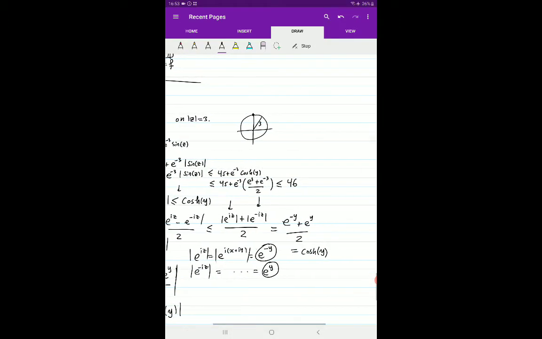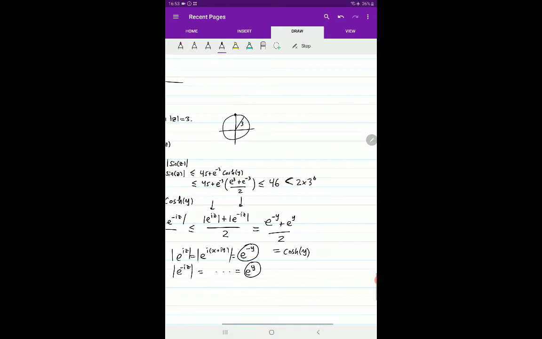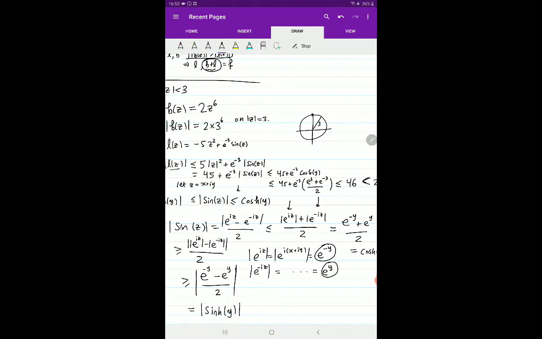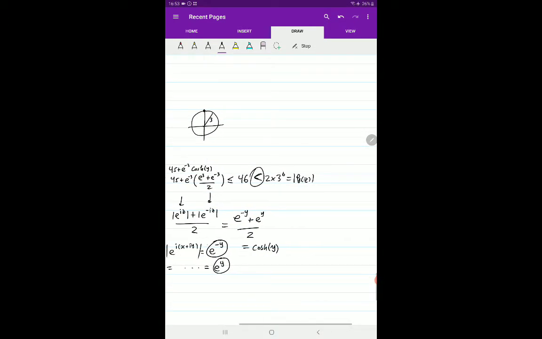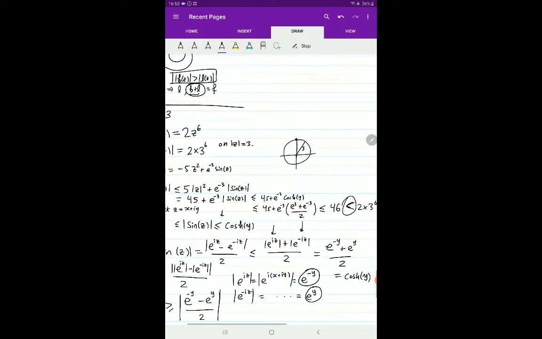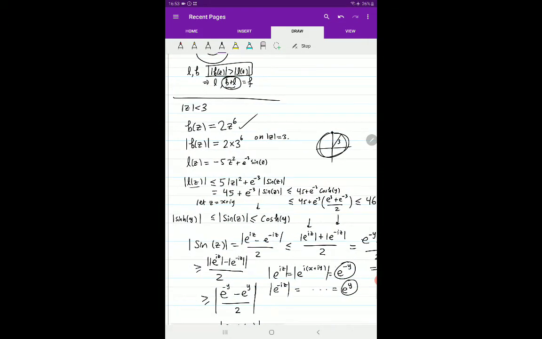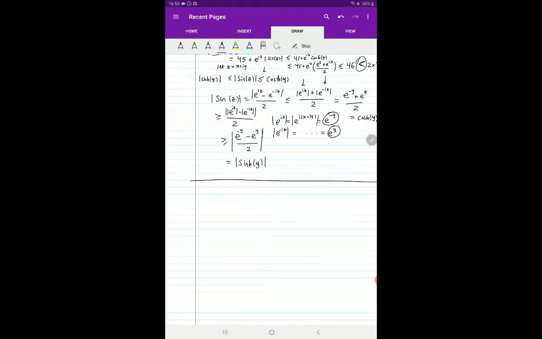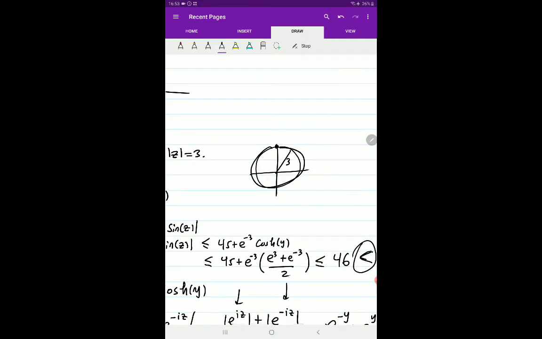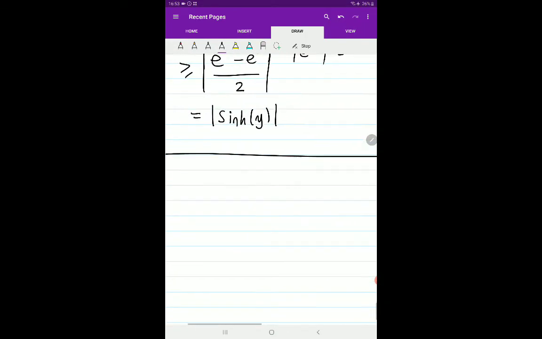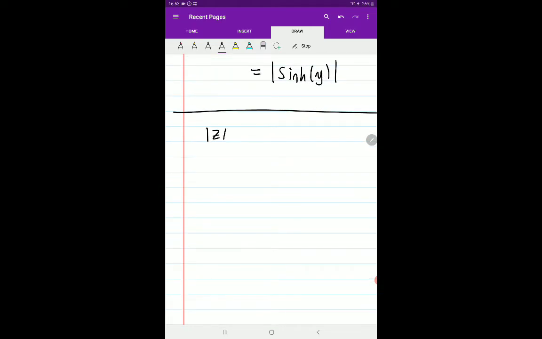Okay, and this is quite comfortably less than 2 times 3 to the power of 6, which is the absolute value of b of z. So the absolute value of L of z is strictly less than the absolute value of b of z on this boundary. Okay, now that means that f has got 6 zeros inside this disk. Now let's look at the unit disk. Okay, so let me write this out again.